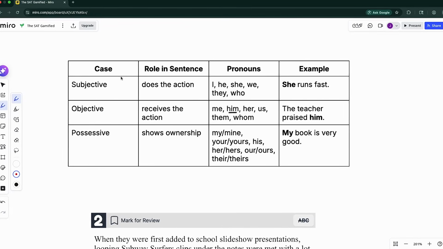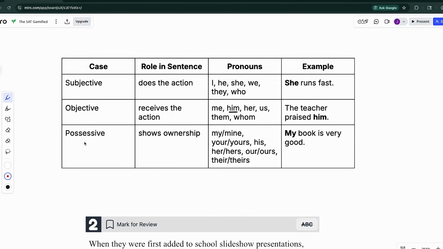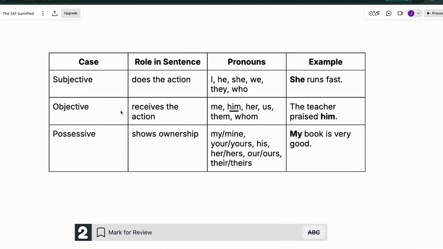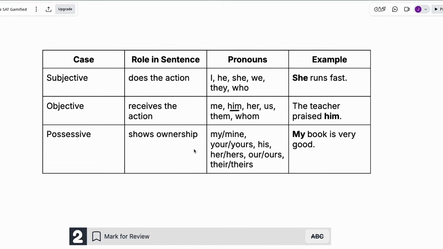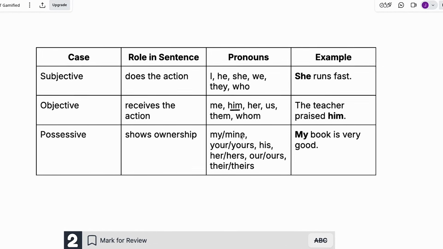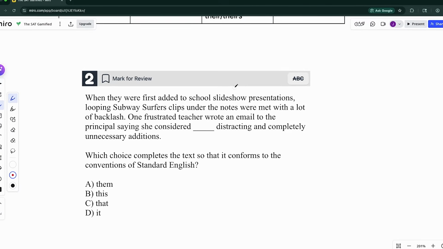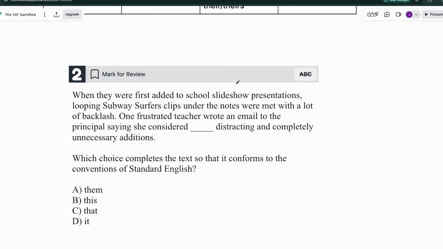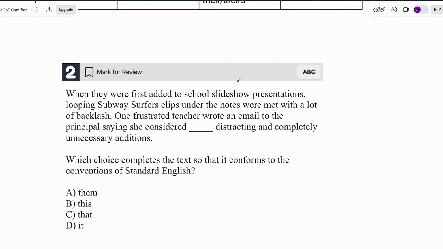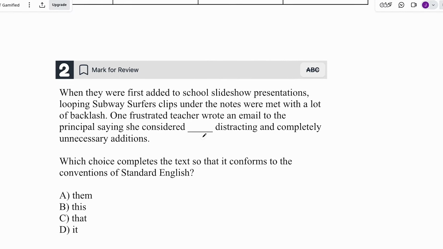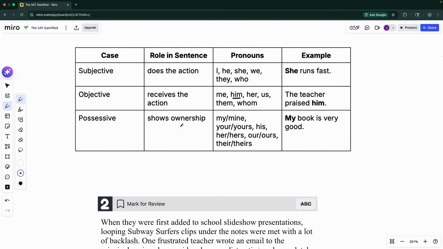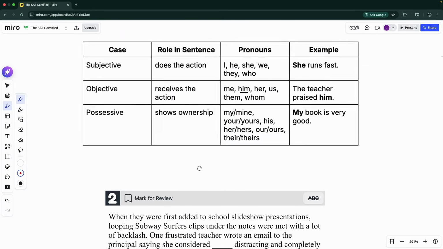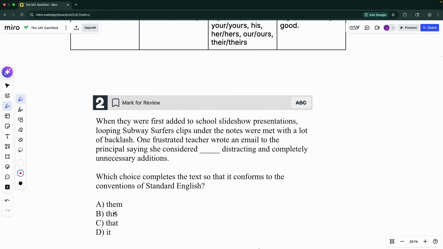You should also pay attention to whether it's subjective, objective, or possessive. If it's subjective, it does the action like I, he, she. Objective means it takes the action like me, him, her. And possessive means it owns something like my, mine. When they were first added to school slideshow presentations, looping Subway Surfer clips under notes were met with a lot of backlash. One frustrated teacher wrote an email to the principal saying she considered blank distracting. Okay, so looking at this, the Subway Surfers clips are what's taking the action. She considered them distracting. I already said it. It has to be them.